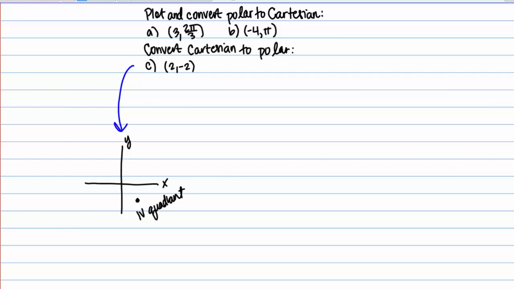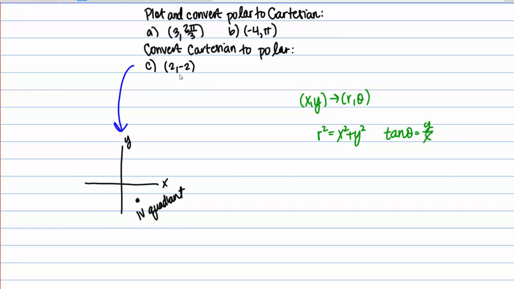All right, so how do we convert from Cartesian to polar coordinates? Well, just like before, we have a few formulas that are going to help us do that. So we have this equation, r squared equals x squared plus y squared, and then also tangent of theta equals y over x. So let's go ahead then and apply those formulas to our Cartesian point here, (2, -2).